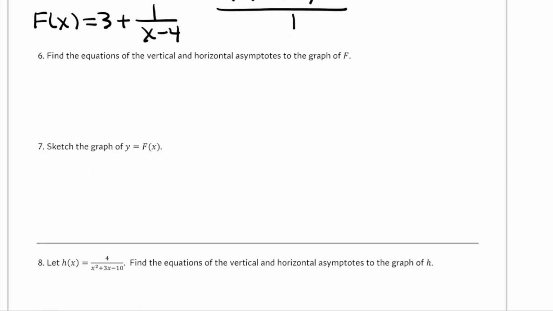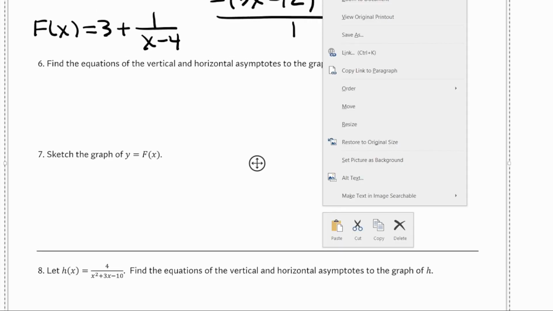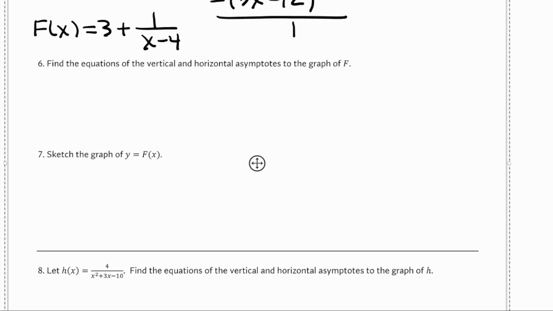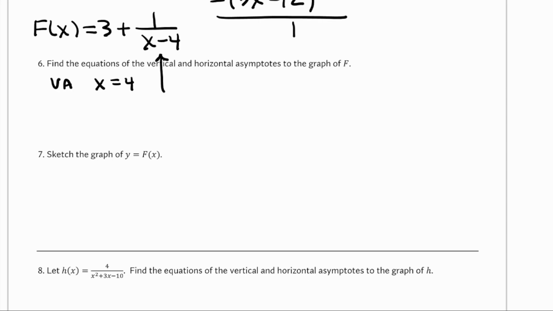Find the equations of the vertical and horizontal asymptotes to the graph of f. Well, luckily I've got it set up in a form that'll make it really easy to see. For the vertical asymptote, that's going to be x equals 4, because that's the x value that causes me to divide by 0, giving me bad behavior on the graph. Horizontal asymptote, that will be y equals 3, because the bigger x gets, the smaller the fraction part of that function gets, and the closer I'm getting to y equaling 3 plus 0.